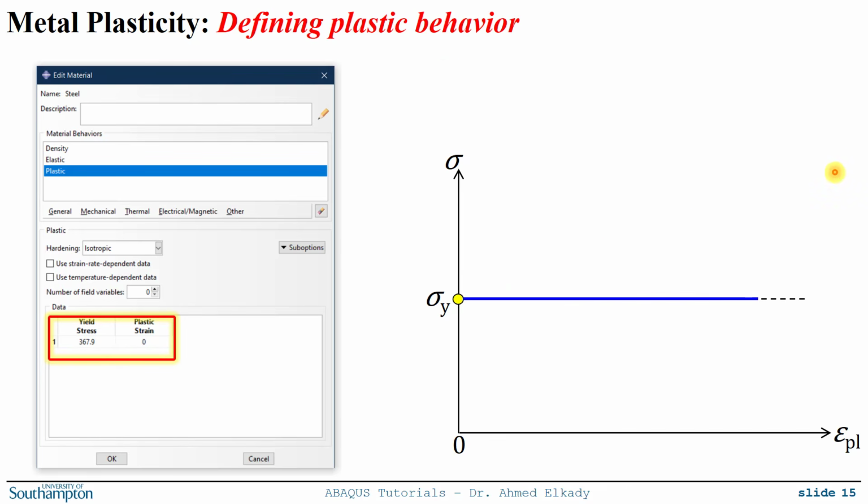Of course, the simplest way of defining the plastic region is to define just a single point, which is this point. In that case, you have a constant stress. So basically, you have an elastic, perfectly plastic material. You have the elastic range, and then once you reach the yield stress, that's it. You don't exceed the yield stress and you remain constant.